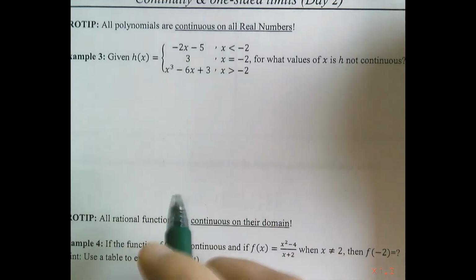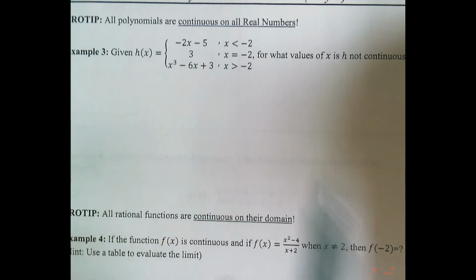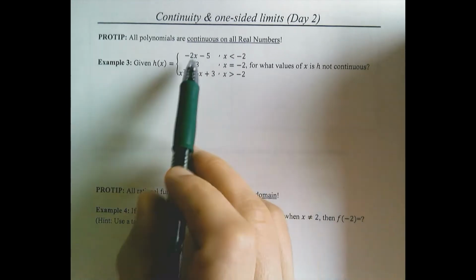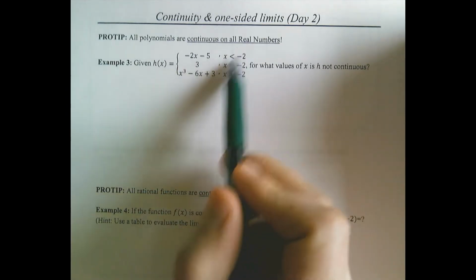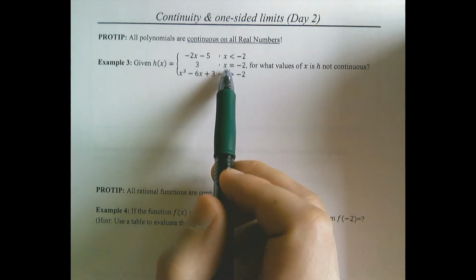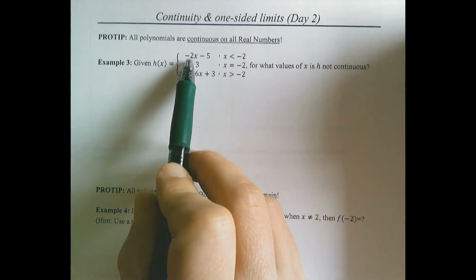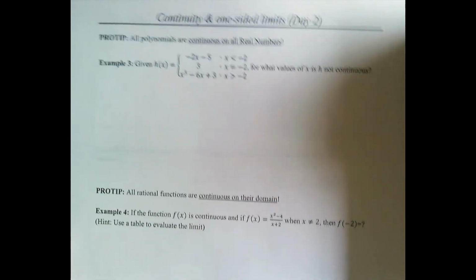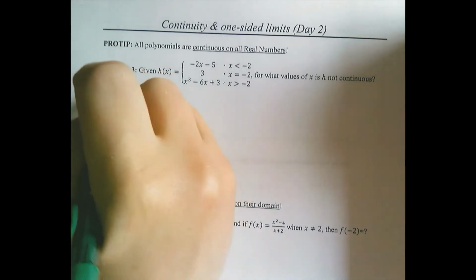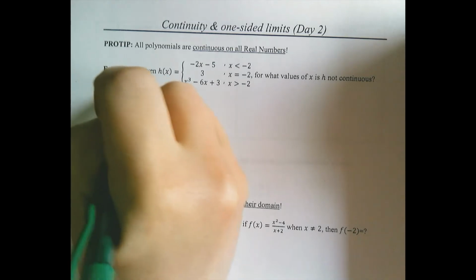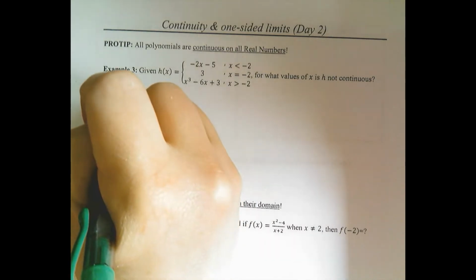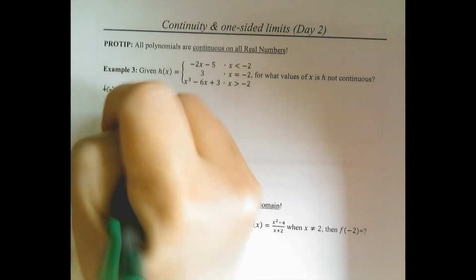Okay. We're given a piecewise function here, and we're being asked to find when the function is continuous. What we're going to do is look at each piece independently, and then look at the jumping point and test for continuity. Negative 2x minus 5 is a polynomial, and polynomials are continuous everywhere. That function is a downward sloping line with a y-intercept of negative 5, and it goes on forever.